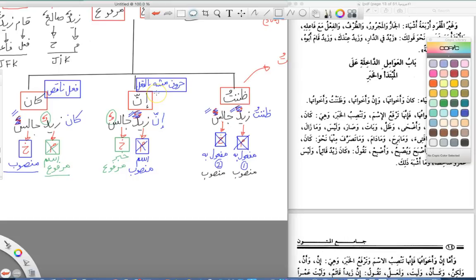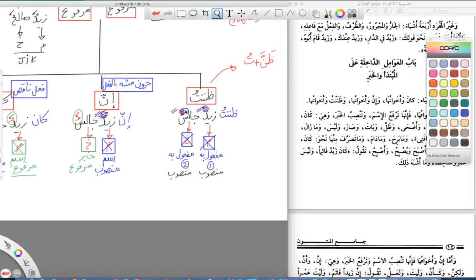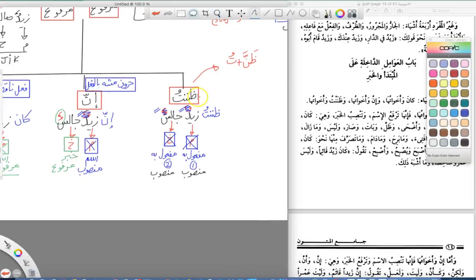So this has a family as well. And ظننت has a family, and their family is called fi'l al-qalb. This family is known as the verbs of the heart.